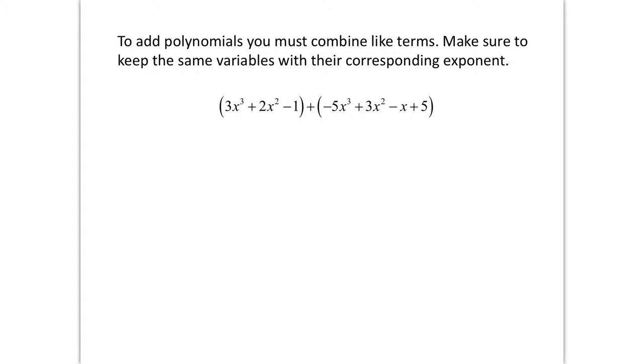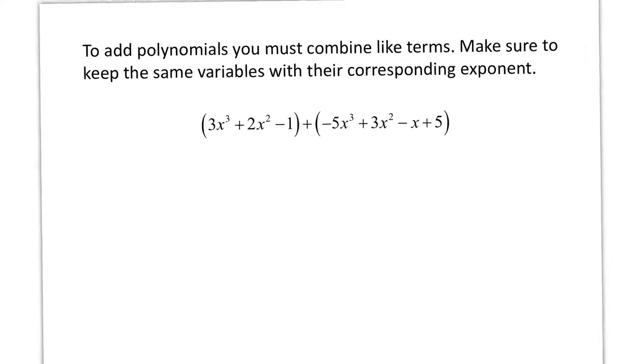When you start adding polynomials, you are going to combine like terms. That's what I'm reading on the top. To add polynomials, that's what you do. You combine like terms. Make sure to keep the same variables with their corresponding exponents when you combine like terms.